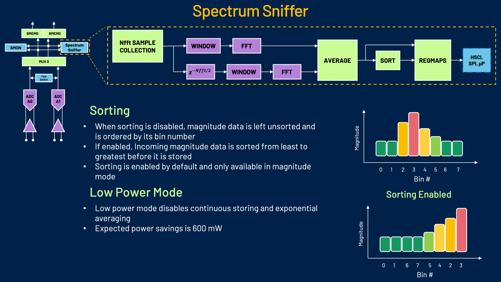Finally, a low-power operation is available. In order to lower the power consumption of the engine, it disables continuous mode and exponential averaging. The expected power savings when enabled is 600 milliwatts.